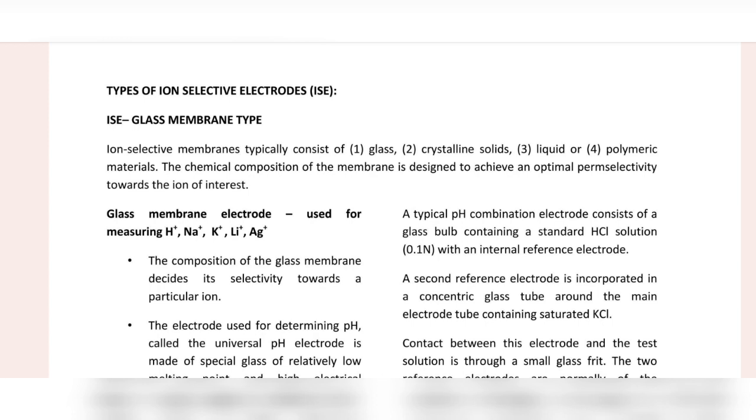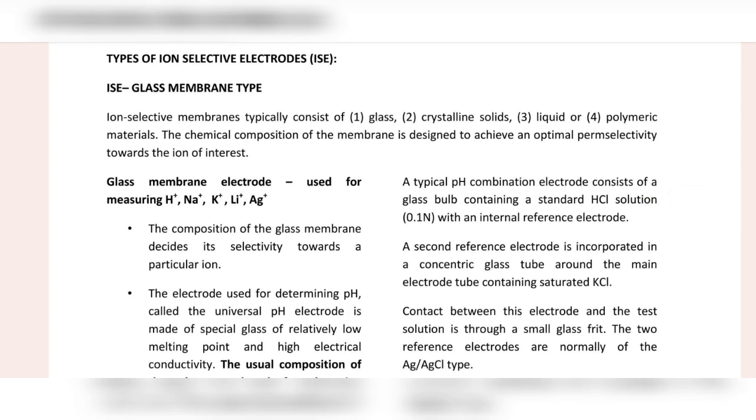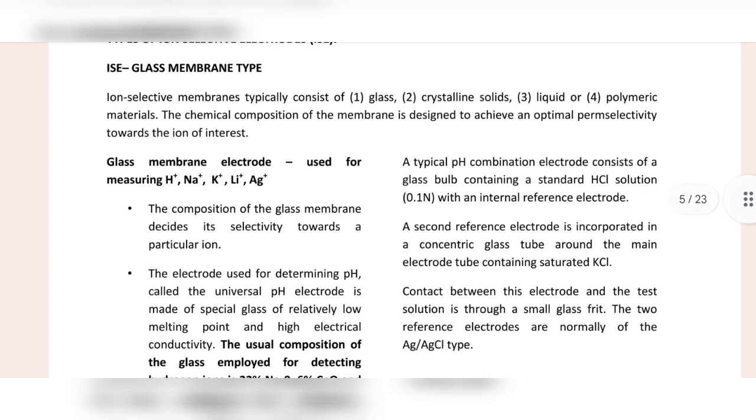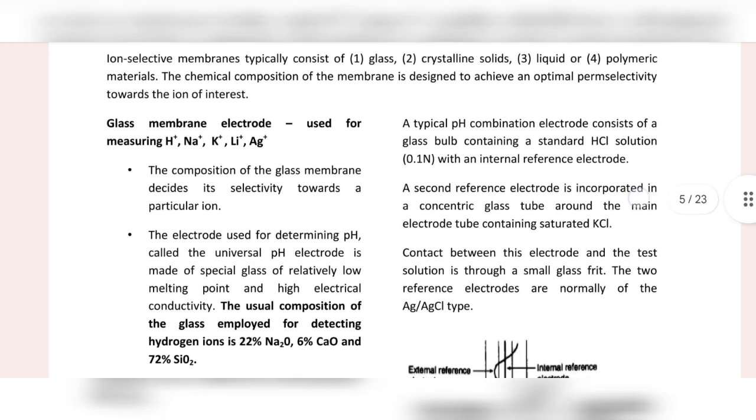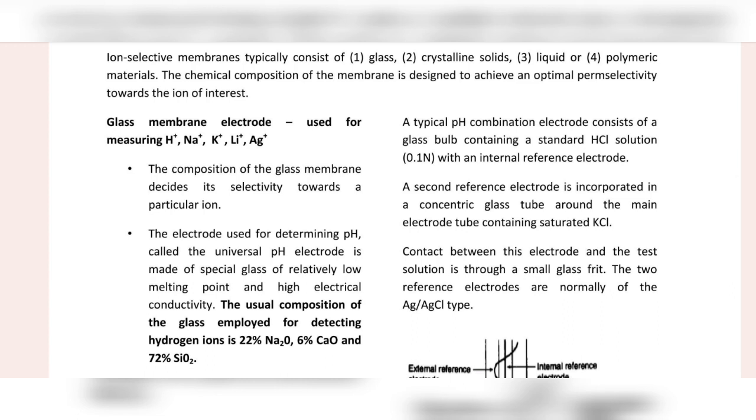This glass membrane electrode is used for measuring the concentration of H+, Na+, K+, Li+, and Ag+ ions. Generally, small cations can be measured by this glass membrane electrode. One of the commonly used glass membrane electrodes is the pH electrode. The glass electrode used in the pH electrode, that is the universal pH electrode, is made up of a special glass of relatively low melting point and high electrical conductivity.